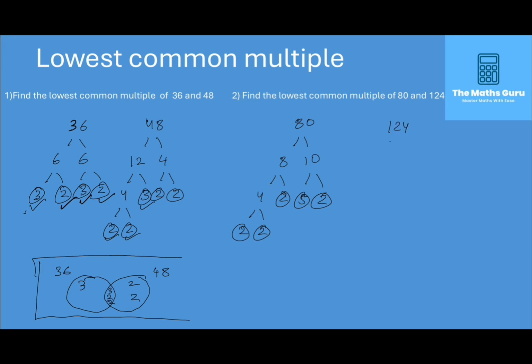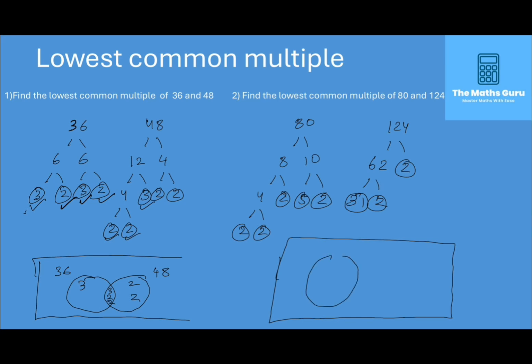Then go 124. Break this into 62 and 2. Break this into 31 and 2. Yep, 31's a prime number. 2, 2. So the lowest common multiple would be done by doing the Venn diagram method again. We have 80, we have 124.